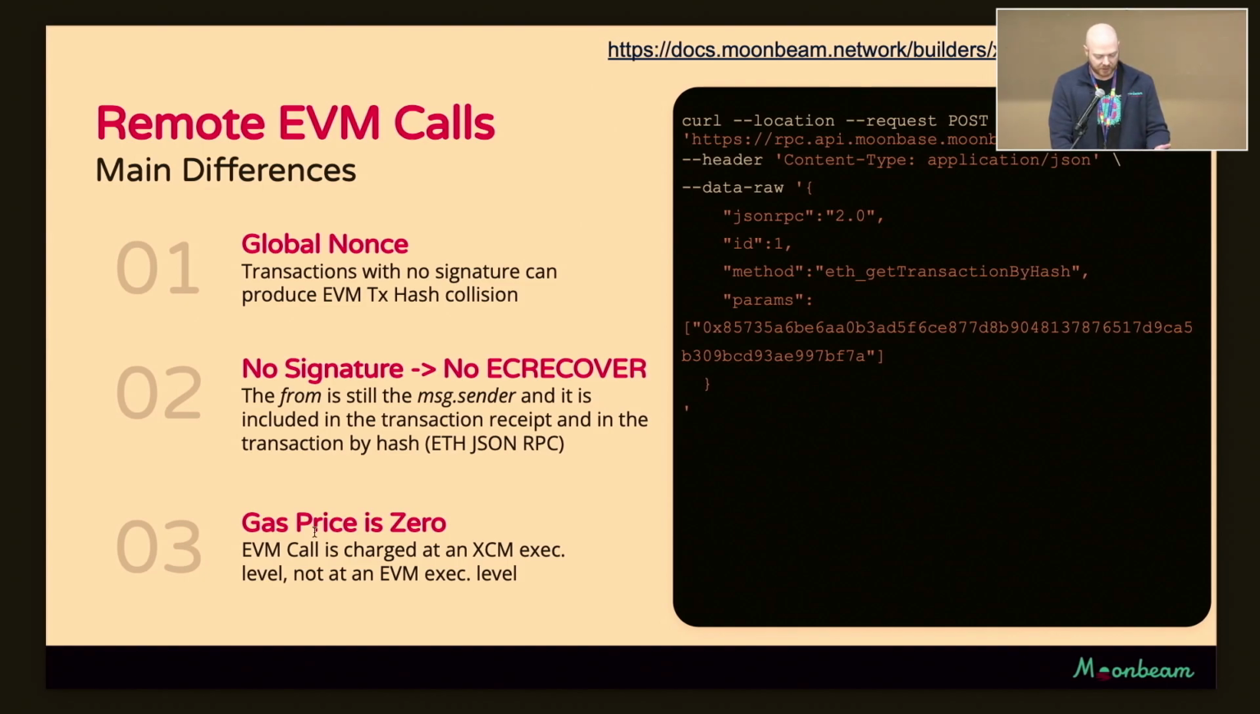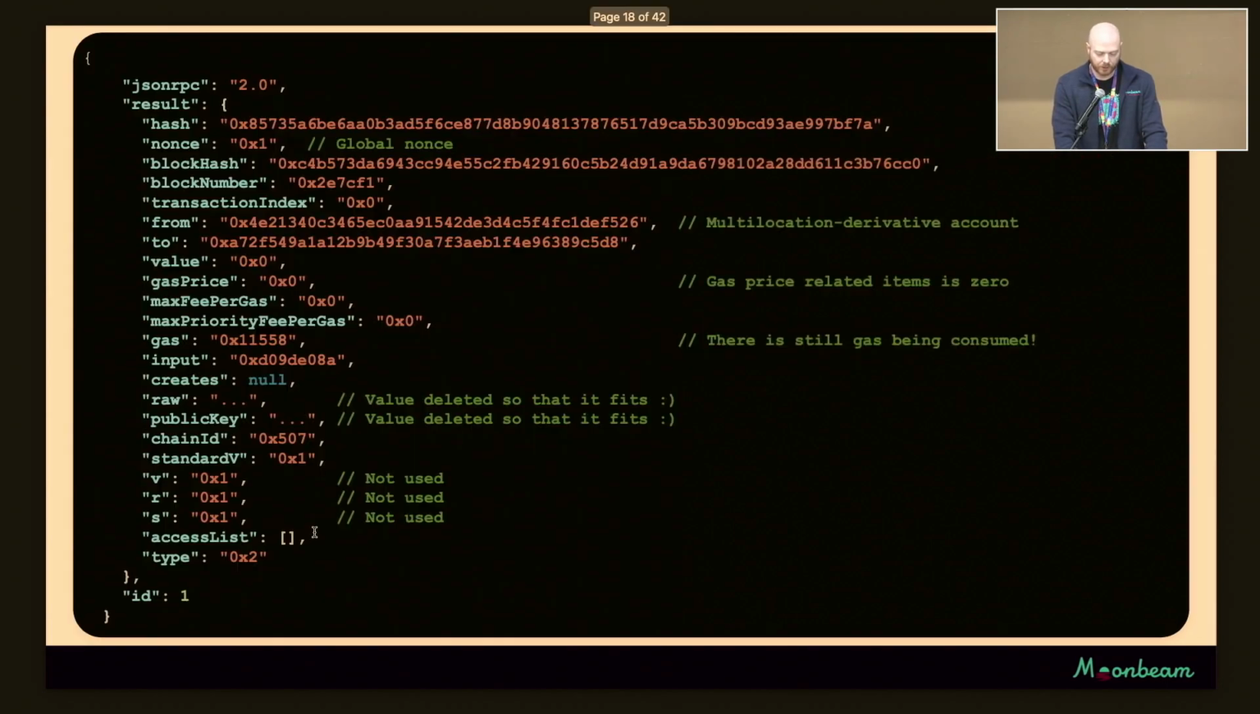And so if we were to submit something like this, we could then do a request for get transaction by hash. There's an example on the right of using curl to do this. And if we were to do this, we might get something that looks a little bit like this. This looks pretty normal, but what we've done here is we've replaced the nonce with our global nonce. Our from is now the multi-location derivative account ID representing Alice on Polkadot. And we've replaced our gas fields with zeros, although there is still gas being consumed. And then finally, we have set our V, R, and S to some arbitrary constants because they're entirely unuseful in this case.